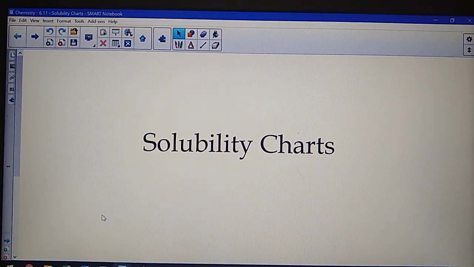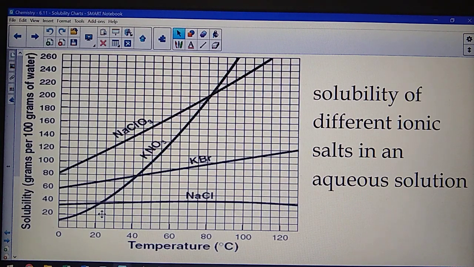Hello. Let's talk about how to read a solubility chart, a way that basically tells us how much of a solute can dissolve into the solvent. Now we're just going to focus on aqueous solutions here. But a solubility chart basically shows different solutes inside a solvent. In this case, we're going to be talking about water.